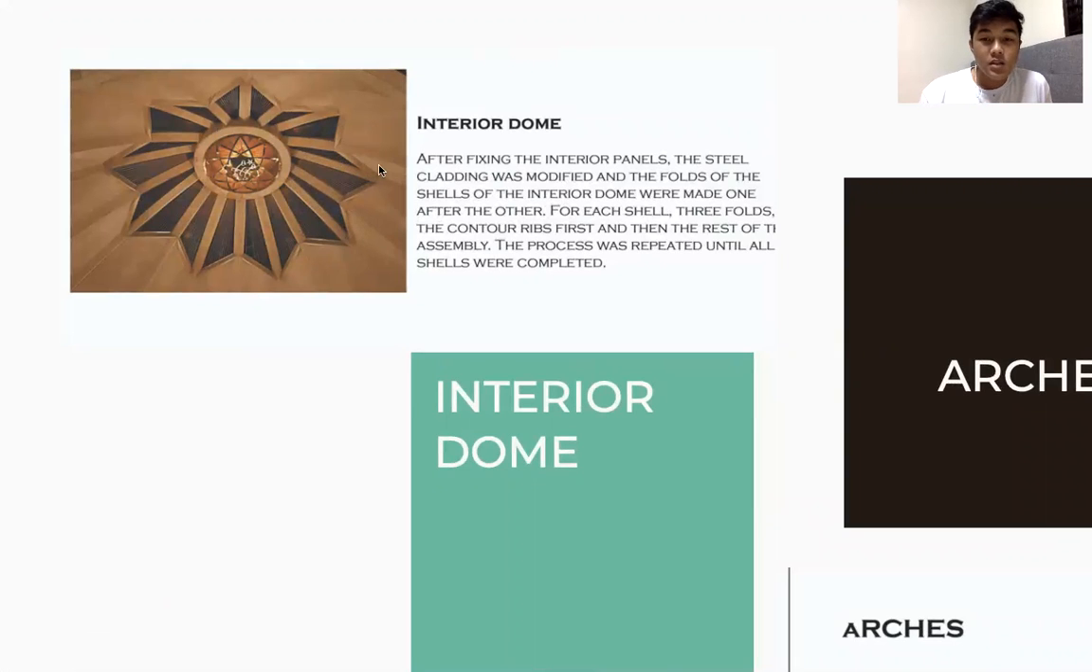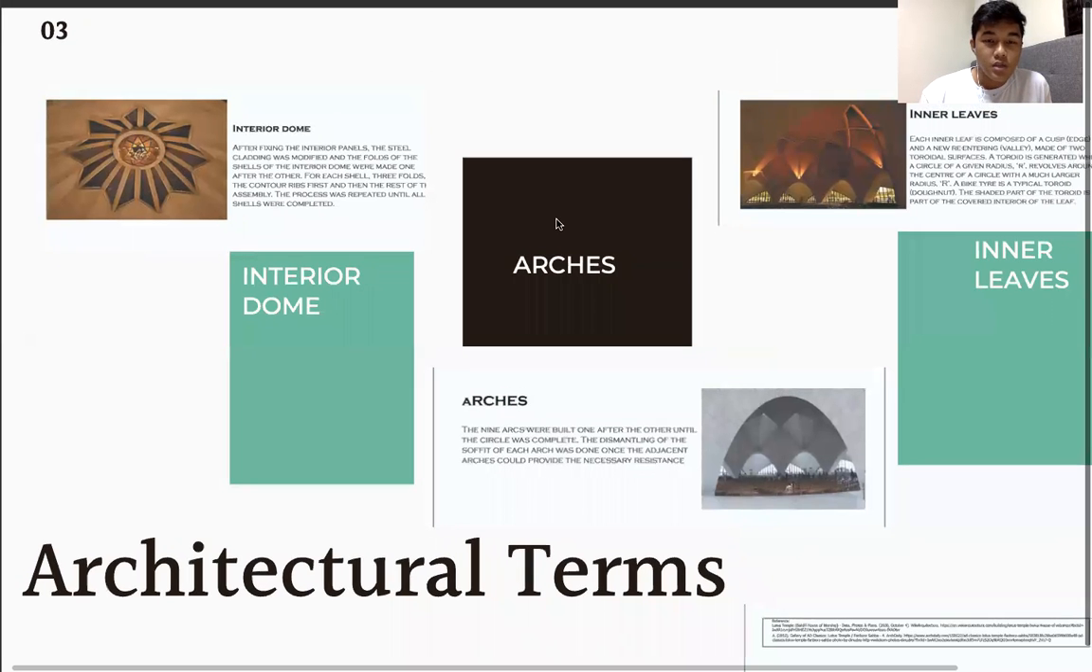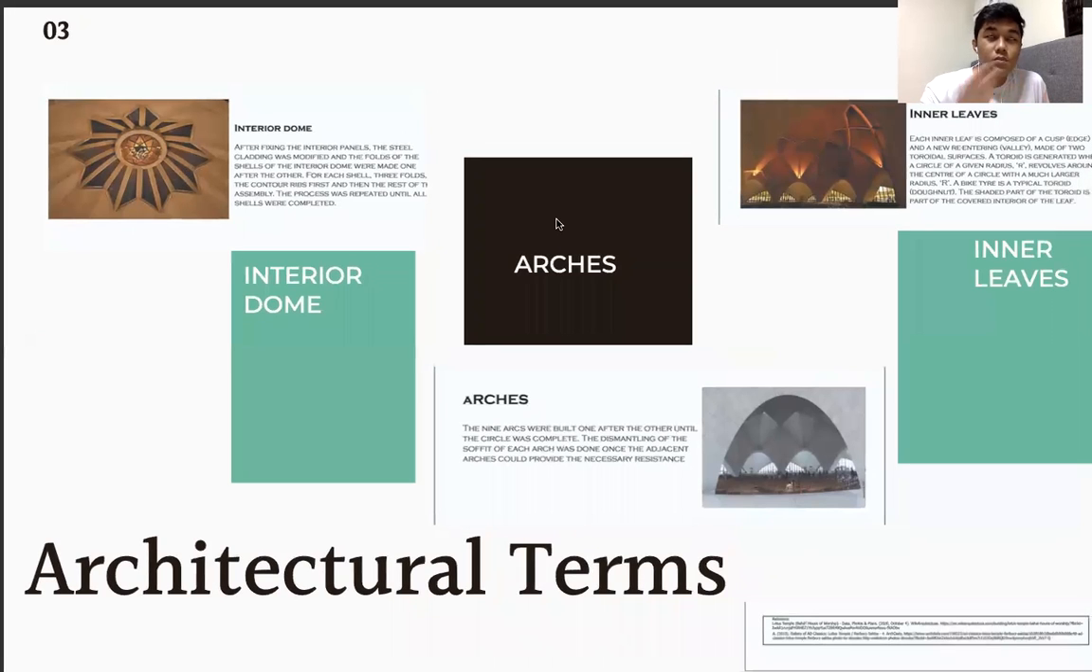After fixing the interior panels, the steel cladding was modified and the folds of the shells of the interior dome were made one after the other. It's like the arches: when you make one, you make the next, until a form is completed. That is how it was constructed as a dome.